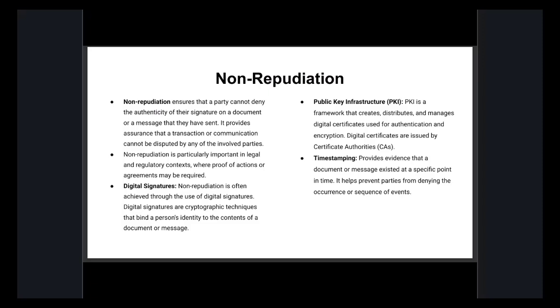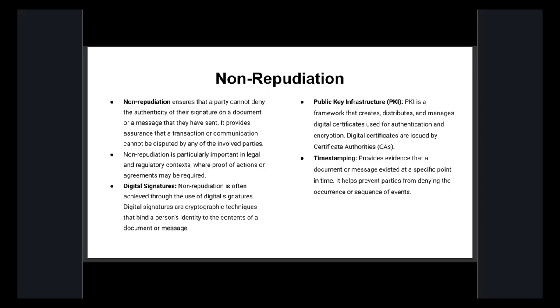There are three common ways that we can implement non-repudiation. The first is through digital signatures. A digital signature is a way that we can identify a person through a cryptographic signature that is assigned to a person's document or message, like an email.